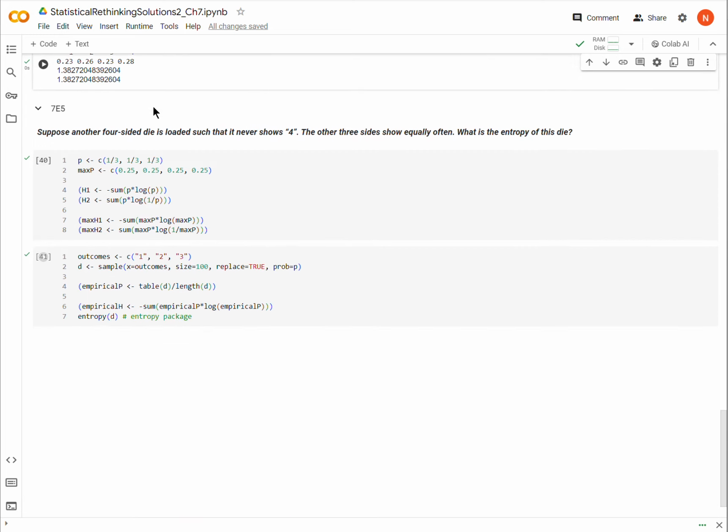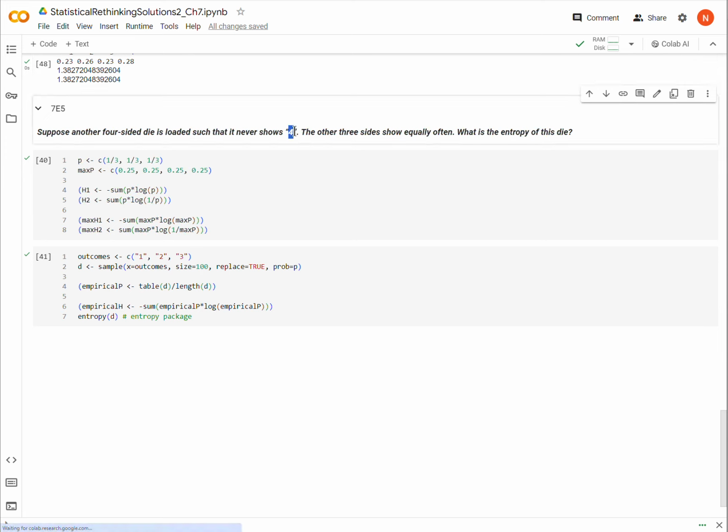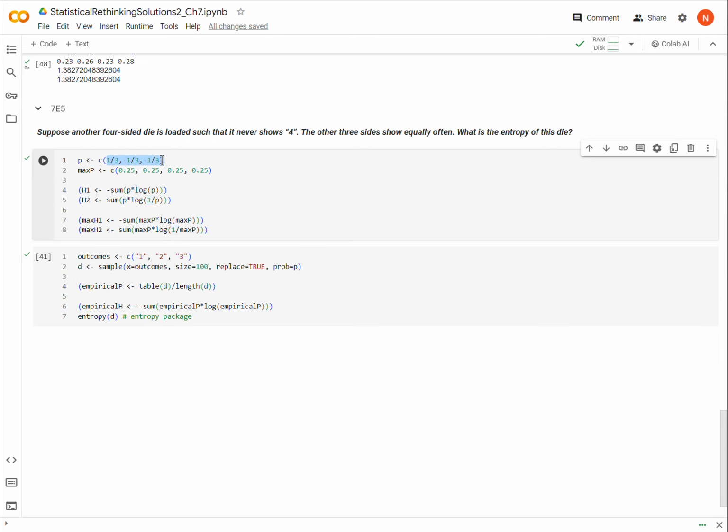Okay, so the last one. Now we have a 4-sided die, but 4 never shows up, and the other 3 sides are equally likely. So I have 1/3, 1/3, 1/3. There should also be a 0 here that I'm just omitting because it causes some problems when we run the calculation, but that's no big deal. And the maximal entropy here again is 25% for all 4 faces.